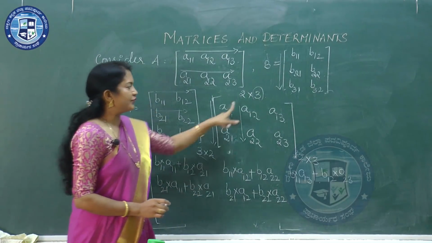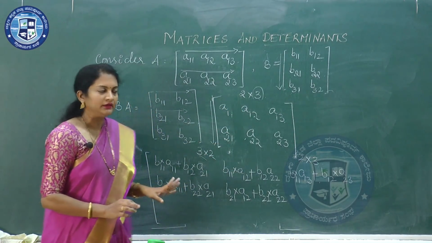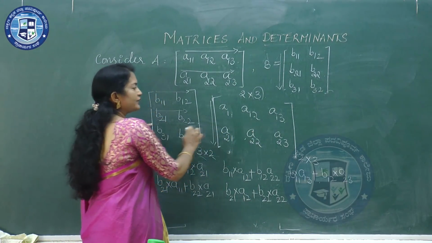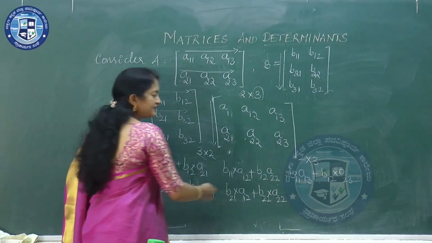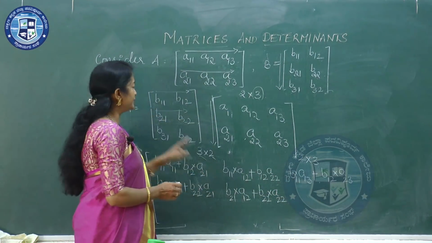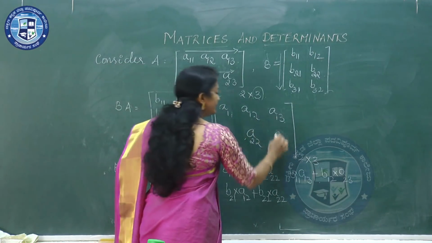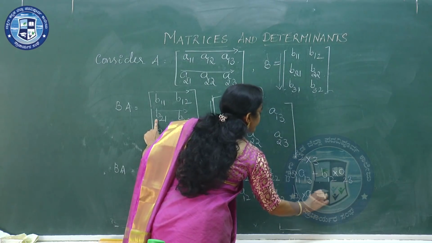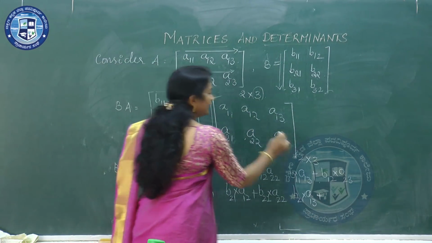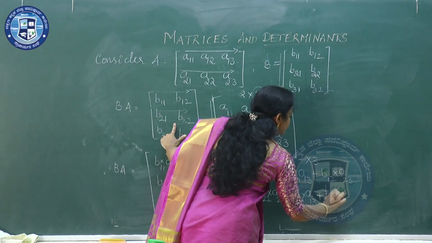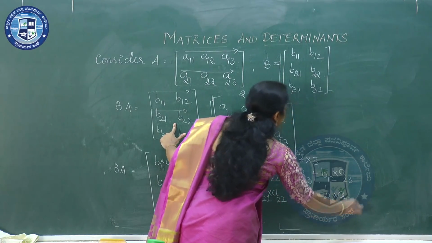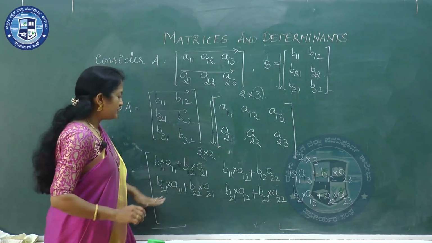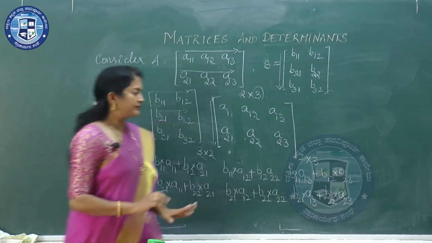Now with the second row, second column, multiplication is done. Now one more column is there. So second row and the third column gives the third element of the second row: B21 into A13 plus B22 into A23. Now no more columns. All the columns we multiplied by the second row. So second row elements are over.